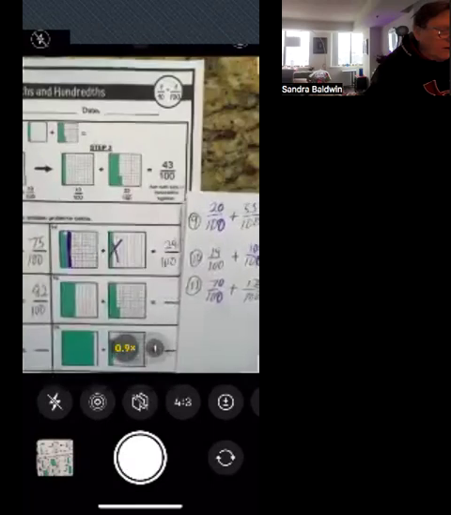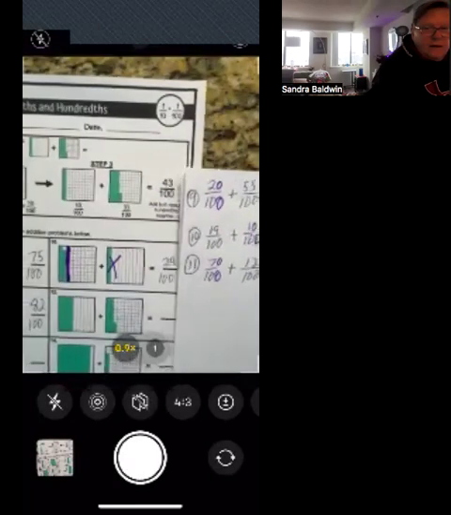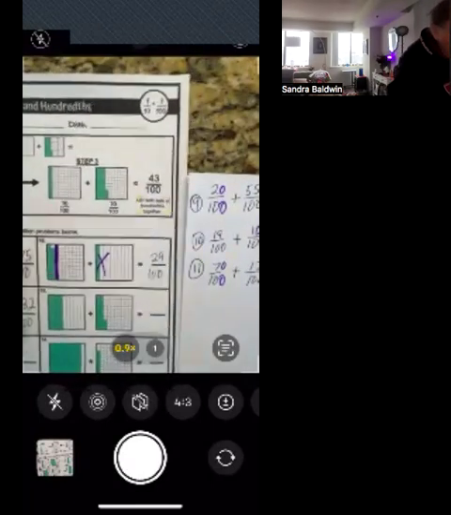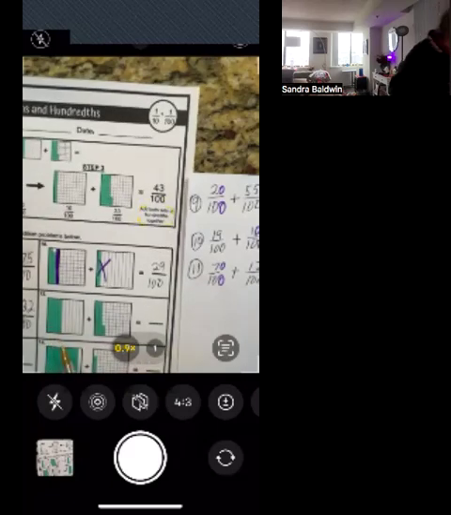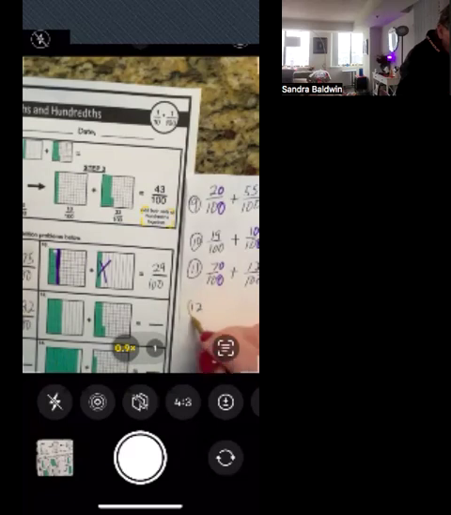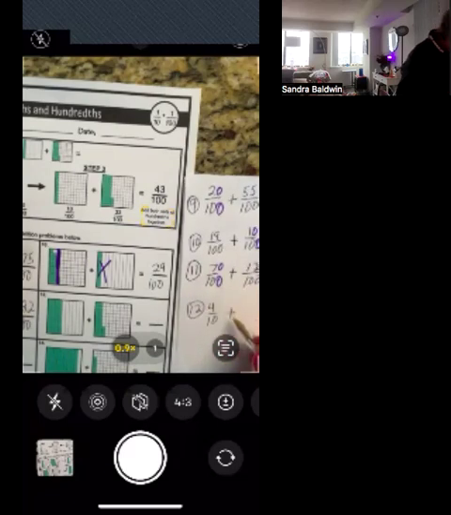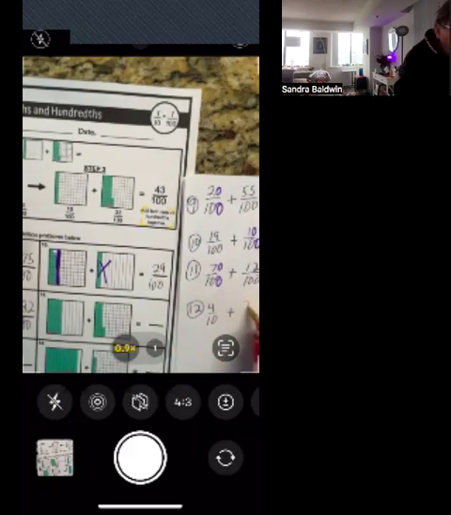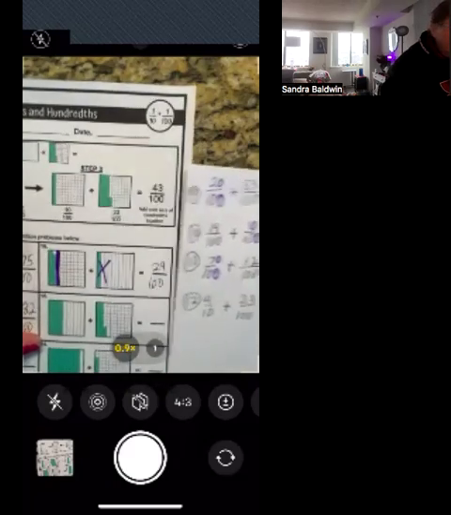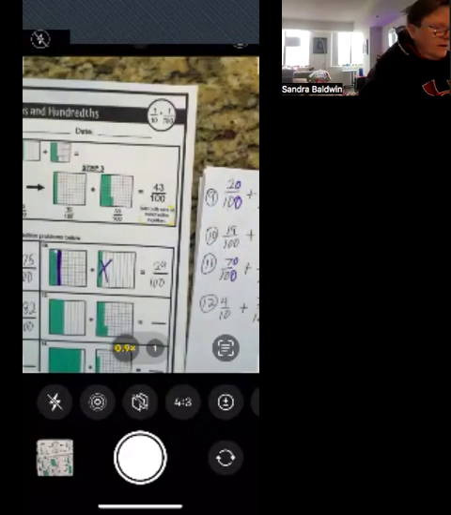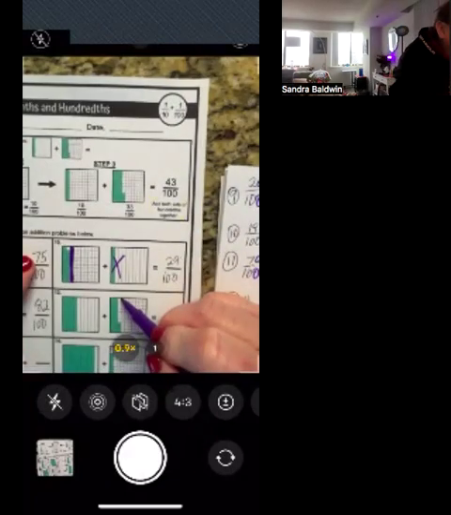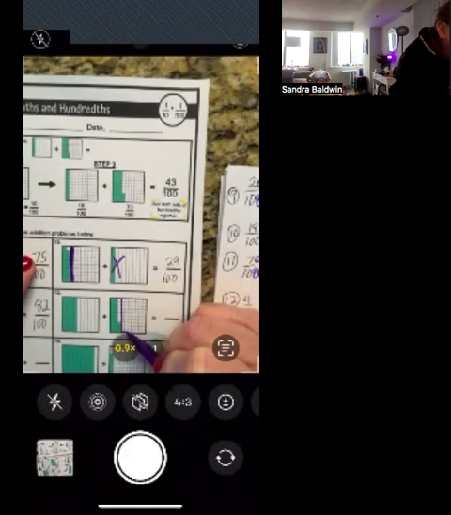For number 12, I'll do my diagram first. 1, 2, 3, 4/10. Adding that to 23 hundredths. I just wrote my equation. All right, so I'm going to take the 4/10 and redraw it onto the hundredths frame. 2, 3, 4. Color that in.